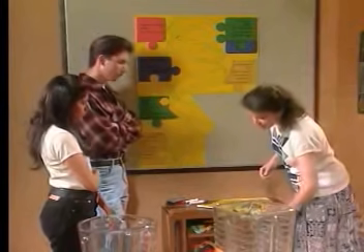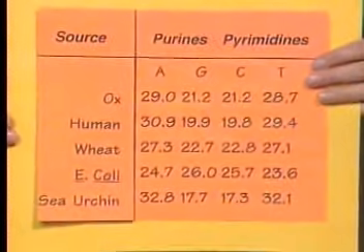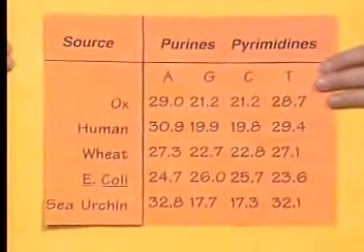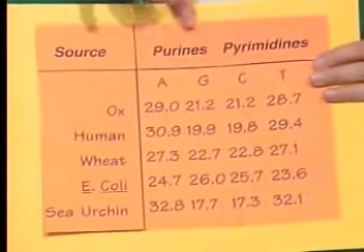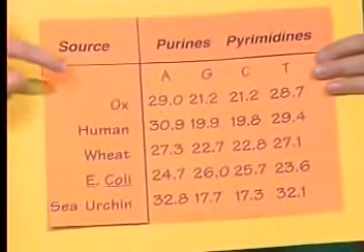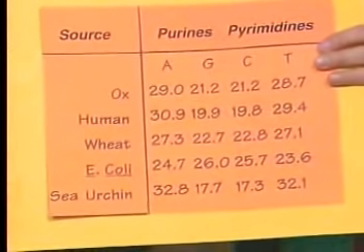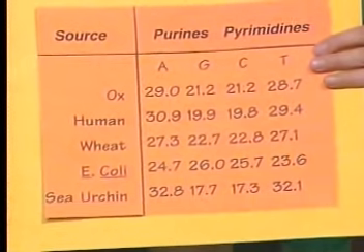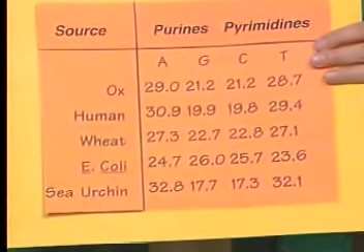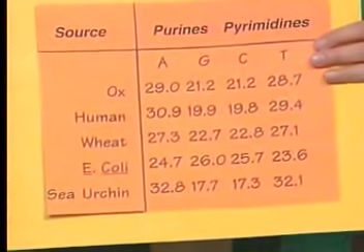Take a look at this chart and tell me what you see. It compares the percentages of the purines, adenine and guanine, and the pyrimidines, cytosine and thymine, from a variety of sample species. It appears that the percentages of guanine and cytosine are just about the same for all of them.